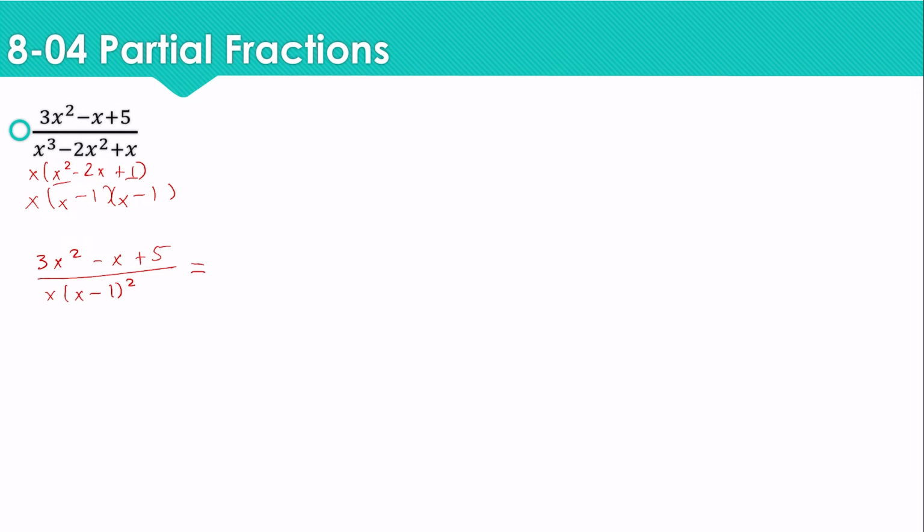Those are both linear factors, so we have A over x, B over x minus 1, and the x minus 1 is repeated, so it gets a different letter, and the x minus 1 squared. That way we have it squared over on the left.